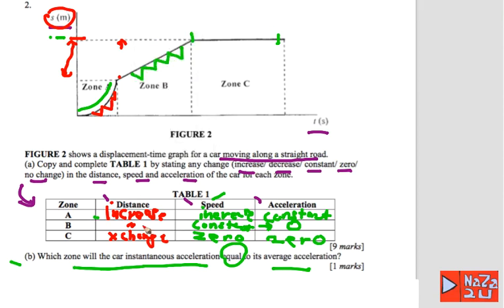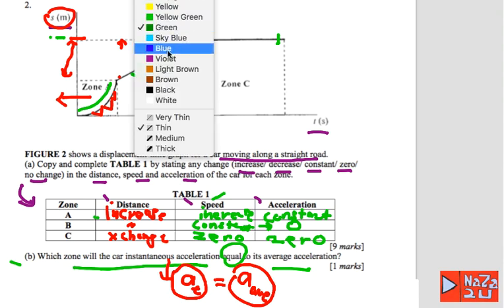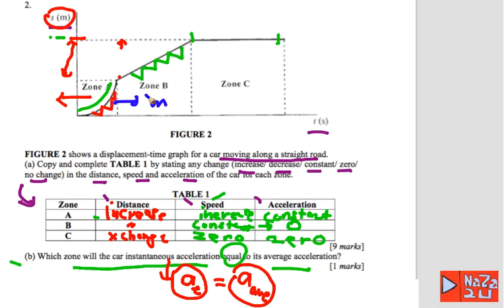And number B: at which zone will the car's instantaneous acceleration equal the average acceleration? Instantaneous acceleration, or a at a certain time t, equal to the value of average acceleration. So if you look at the graph of s versus t here, zone A, zone B and zone C. At zone A, the instantaneous acceleration a is equal to the average acceleration. If you calculate the gradient of the graph, referred to as m, you can use the triangle here.